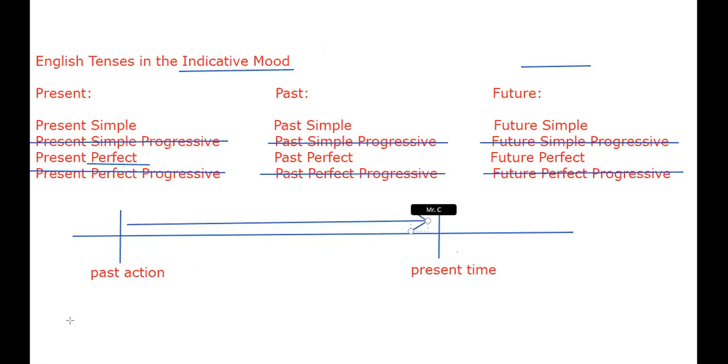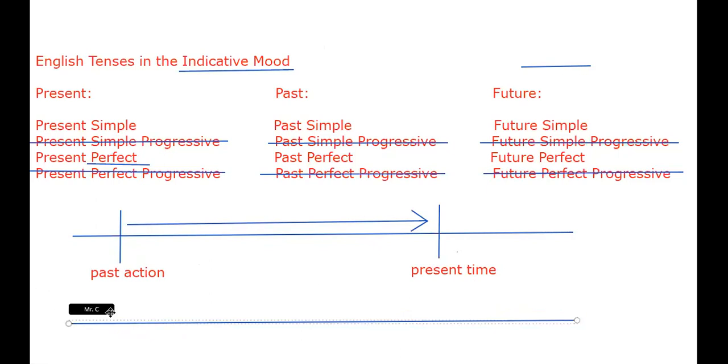But for the past perfect, it's a little bit different. So the past action is here. It's the same past action, but here's the difference. The past action leads up to another point in time in the past, and not another point in time in the present. So here, you can see that, let me type this here.